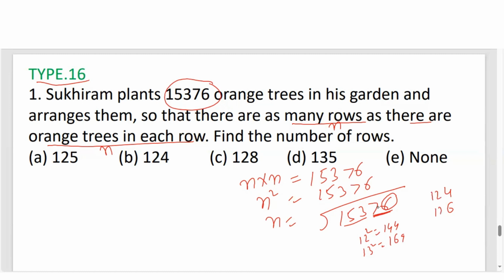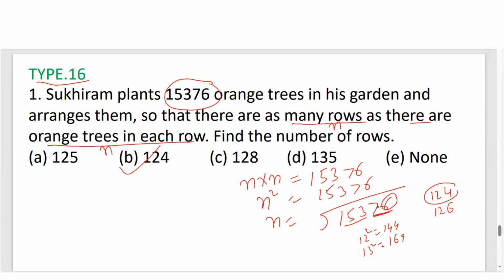So the options are 124 and 126. Now, which is my answer? We just check which number, your number is 153. So 153 is near to 144 or 169? 144, the difference is 9, and for 169 the difference is 16. So it is near to the smaller number, so your answer will be the smaller one. So your correct answer is 124.